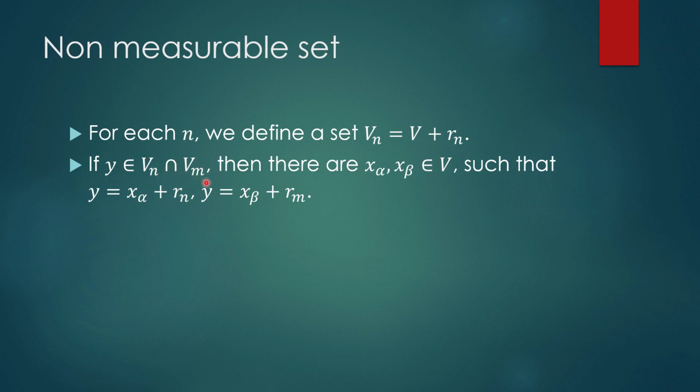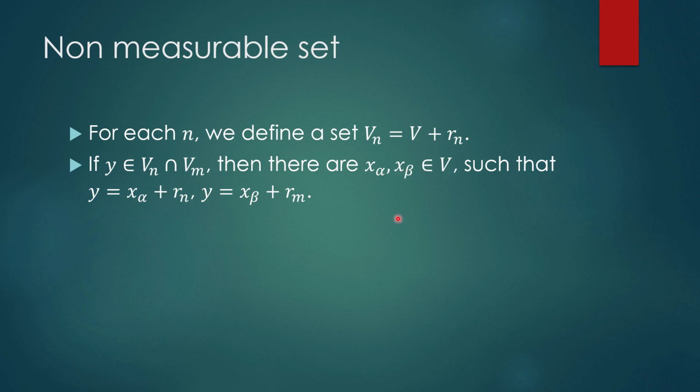Okay, then if you take 1 point from the intersection, then there are 2 points X alpha, X beta in V such that y is equal to X alpha plus Rn, y is equal to X beta plus Rm. Y belongs to Vm means y should be equal to X beta plus Rm. Y belongs to Vn means y should be equal to X alpha plus Rn. So X alpha, X beta, they are coming from V.